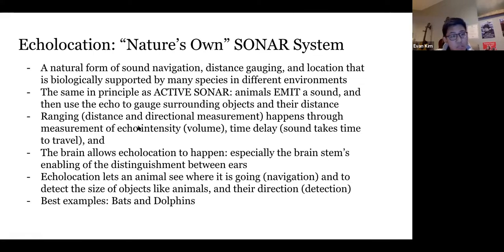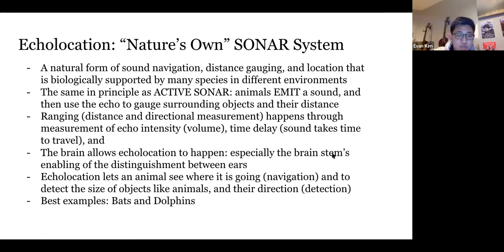But almost any animal with ears and the ability to make noise can use echolocation. But there are a few really good examples that stand out, because there are some animals that rely on echolocation to see at all. Echolocation is the same in principle as active sonar. Animals will emit a sound and then use that echo that returns, because sound bounces, to gauge surrounding objects and their distance.